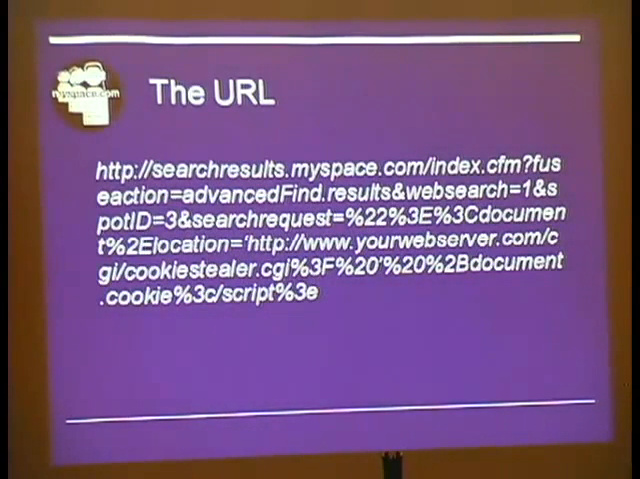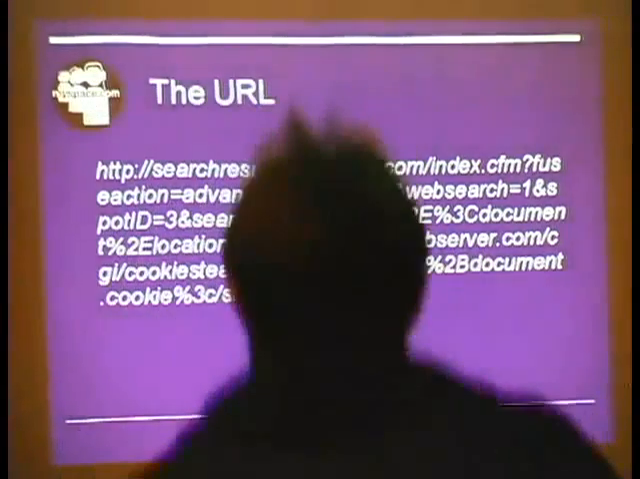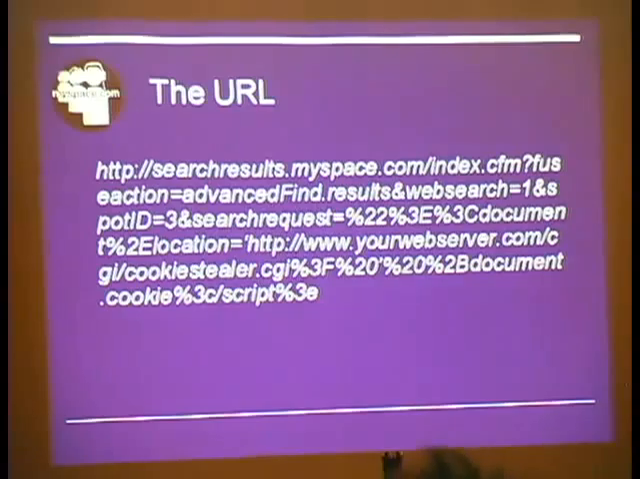This is the URL. I'll let you guys look at it for a second. Obviously, it's just the URL, so it looks kind of silly just sitting up there, but you can pick some of it apart. Obviously, some of it's encoded. You can see the MySpace, searchresults.myspace, and then the index.cfm. And then it's a little encoded. It says document.location, then your web server, cookiestealer.cgi, document.cookie, and then you're doing the end script tags. I'll talk about why it's encoded in a few minutes.